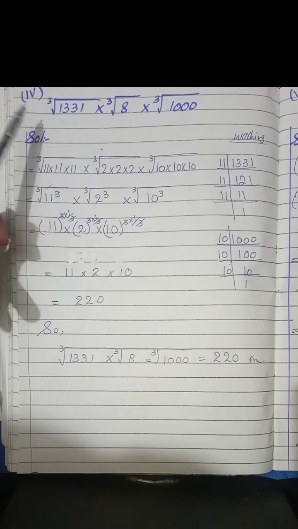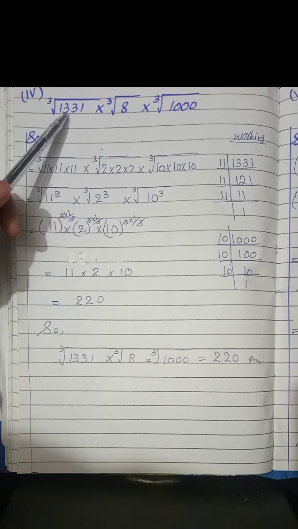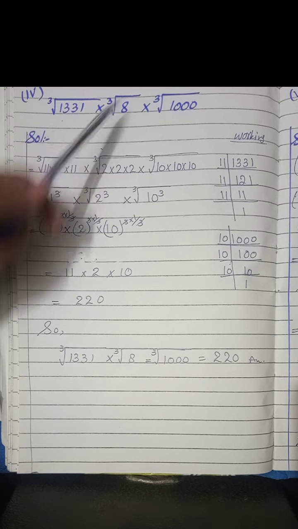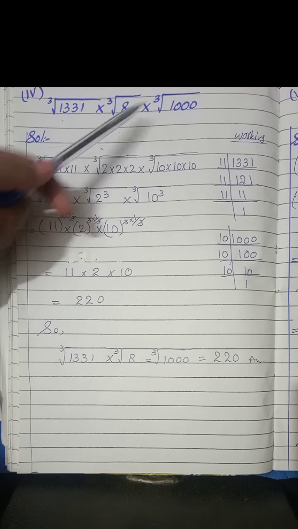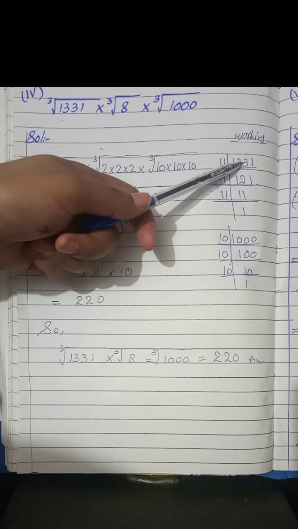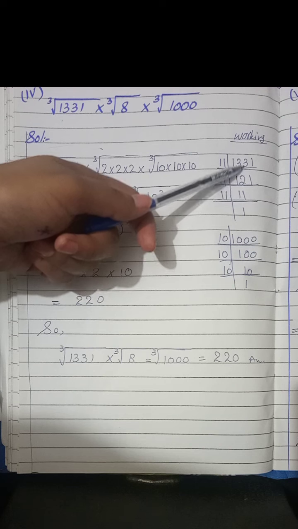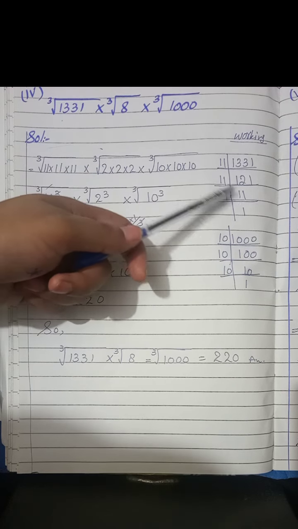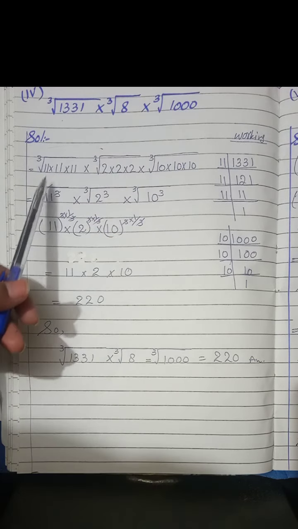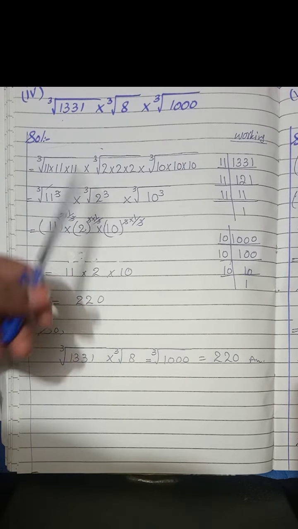The next question we have: cube root 1331 multiplied by cube root 8 multiplied by cube root 1000. We factorize 1331, 8 and 1000. 11 1s are 11, 11 2s are 22, and then 1 carry, and 11 1s are 11, 11 1s are 11, 1 carry, 11 1s are 11, then 11 1s are 11. We have a triplet of 11.